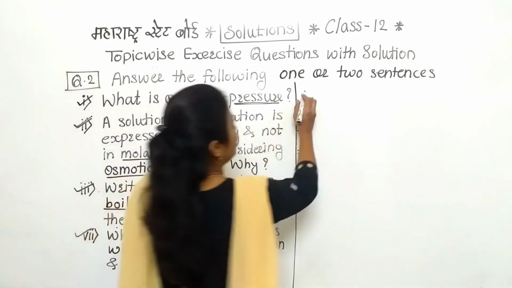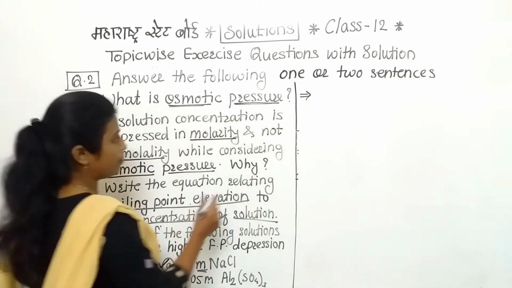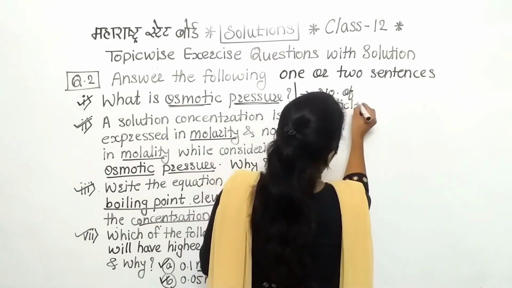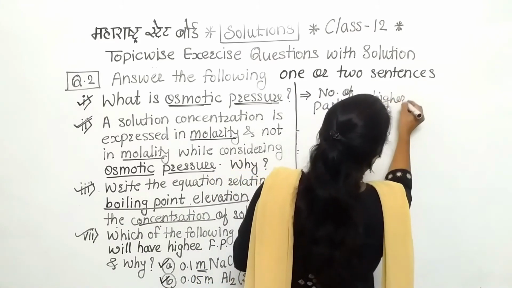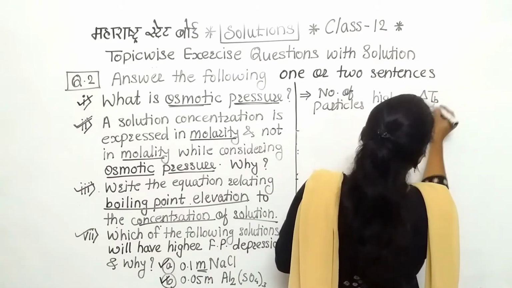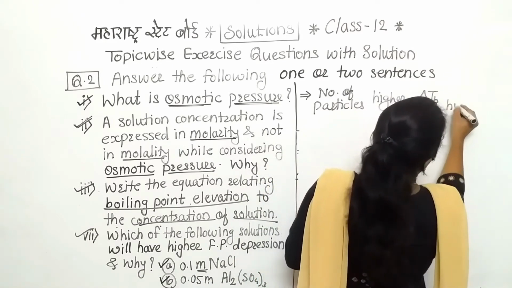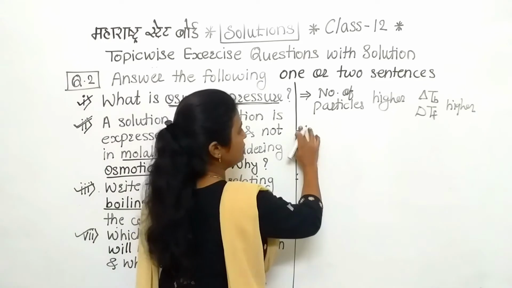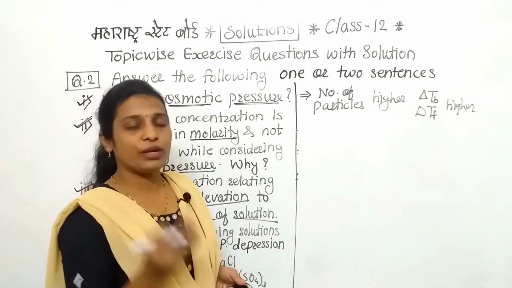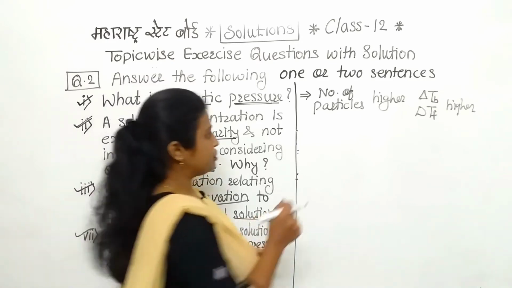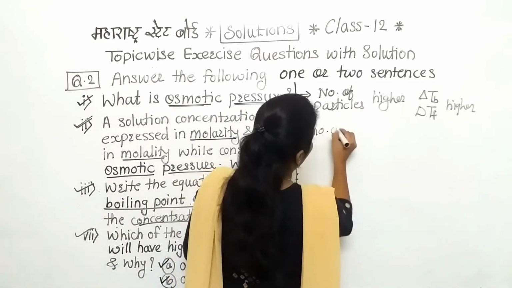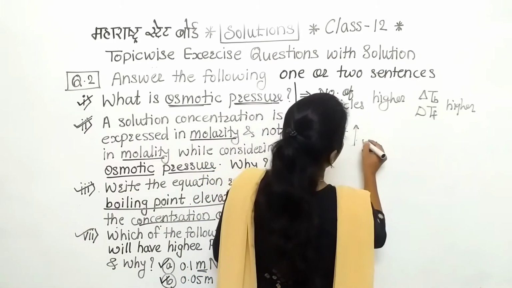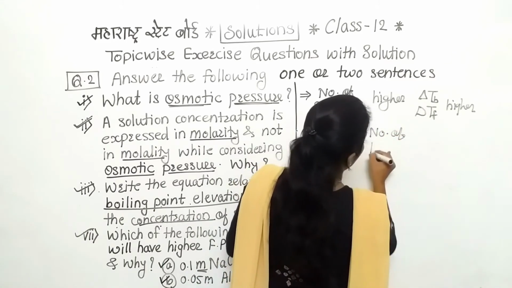Before calculation, I will tell you one sentence. What is that sentence? See, if the number of particles is higher, then delta TB and delta TF will be higher. Clear to everyone? It means those solutions having the higher number of particles have the higher elevation in boiling point and higher depression in freezing point. For that, if the number of moles is higher, it means the number of particles is also higher.